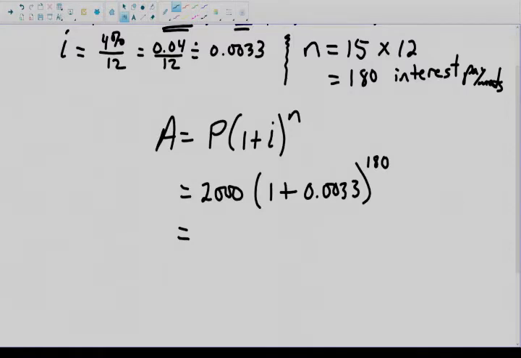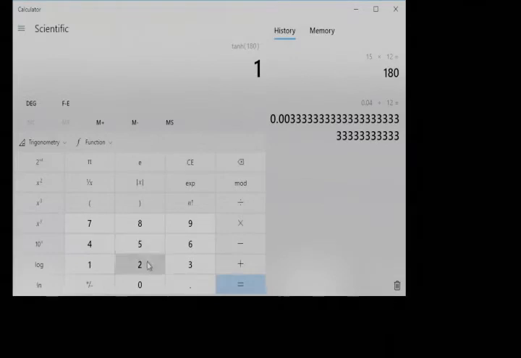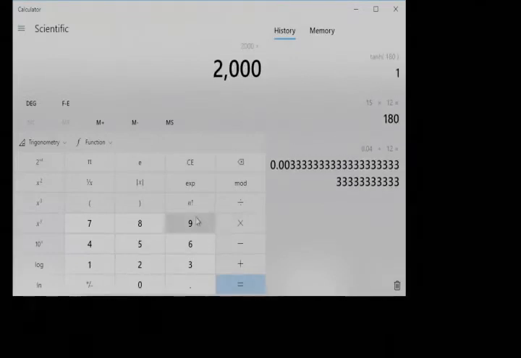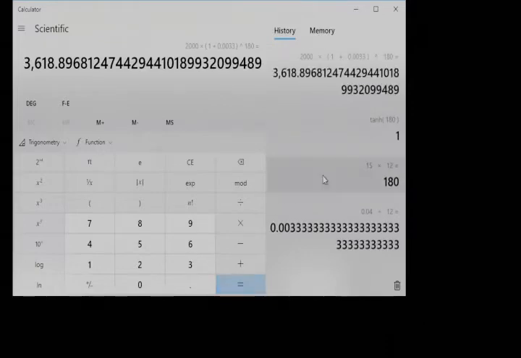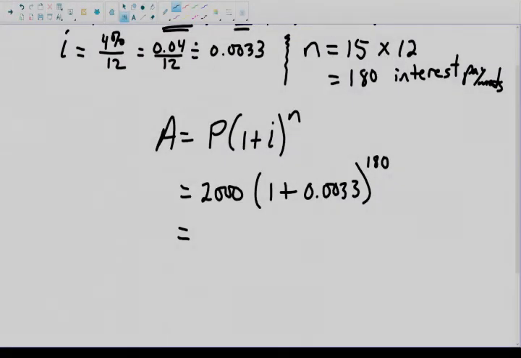So let's use our calculator to type this in. I'm just going to switch over to the calculator here. We've got 2,000 times bracket 1 plus 0.0033 bracket to the power of 180. And we're getting a final answer of 3,618 and 89 cents. So let me switch back here. 3,618.89. Now we probably could round that up to 90, which I think I'm going to do since it was 896.